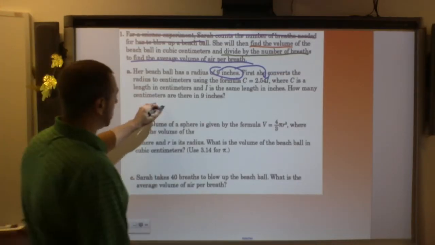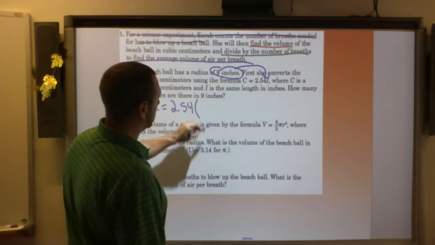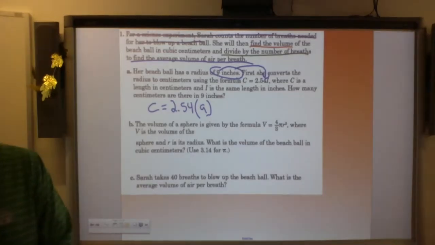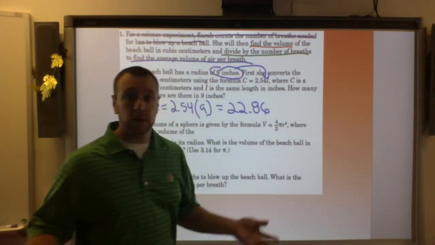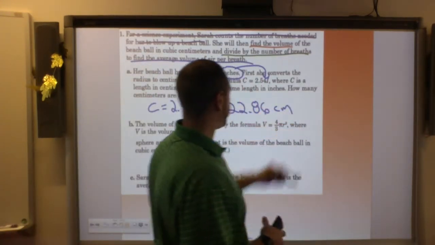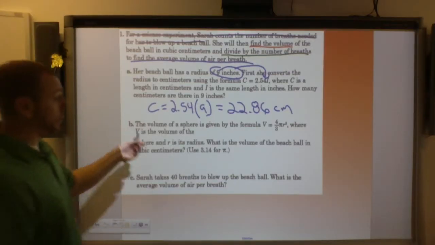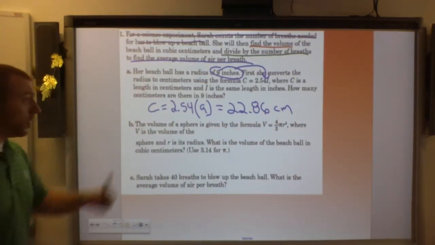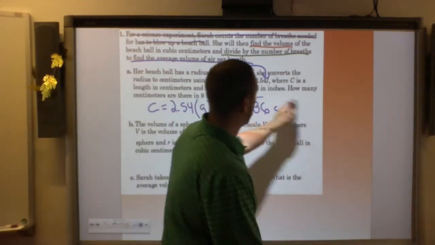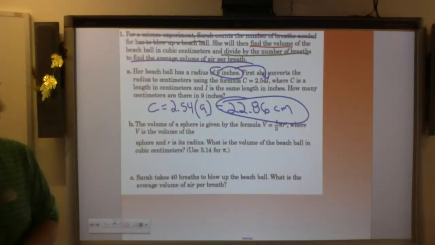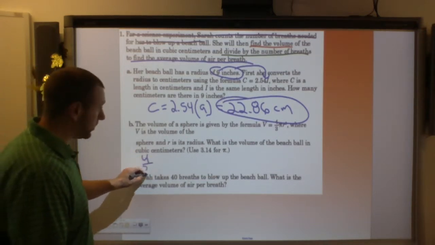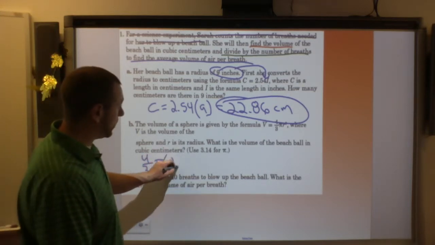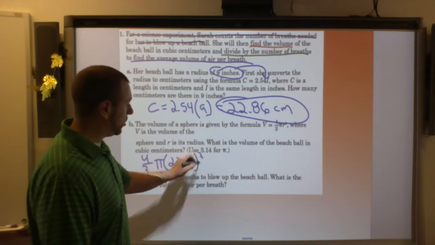So, C equals 2.54 times 9. 2.54 times 9 is 22.86. Okay, now that is centimeters. Now the volume of the sphere is given by this formula, where R is the radius. Well, we know the radius from this is 22.86. So what is the volume? Well, now I take that and I go 4/3 pi times 22.86 cubed.